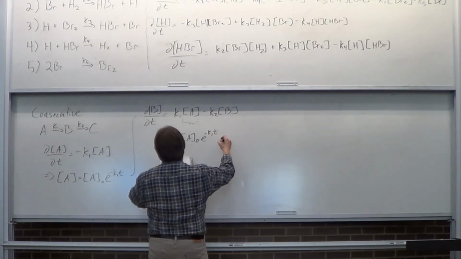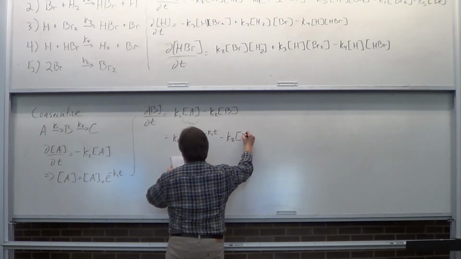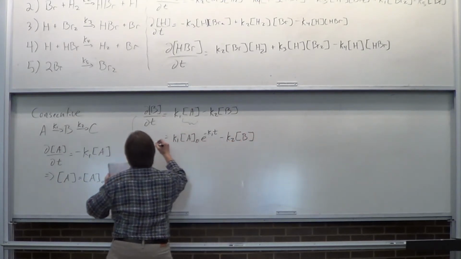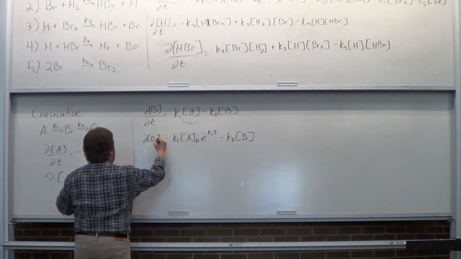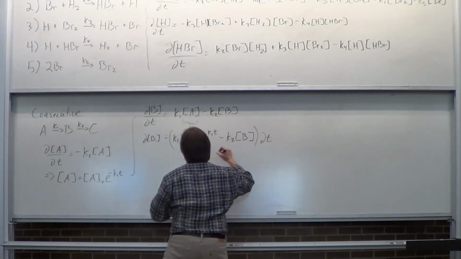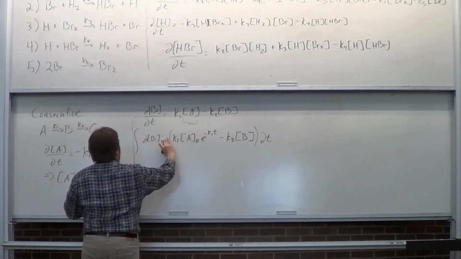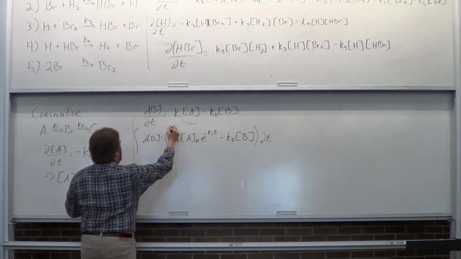Okay, then I've got minus K2B. Okay, again, this is B. Okay, so I'm going to go ahead and do this. I'm going to bring dt over, and then we're going to integrate it. And we'll integrate it, of course, from time 0 to time t.